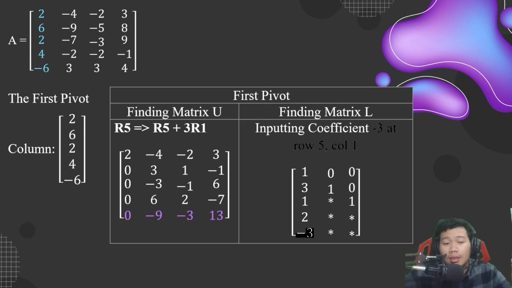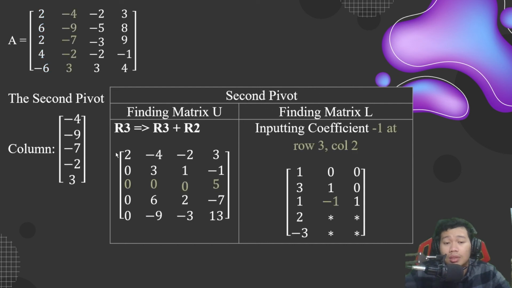And then, the last for the first pivot. Making row 5 column 1 in matrix U into 0, this one. How? Add R5 with 3 times R1. Since the coefficient of the 0 maker is +3, we should input -3 into row 5 column 1 at matrix L, since it's the negation of this one. Now it's done for the first pivot.